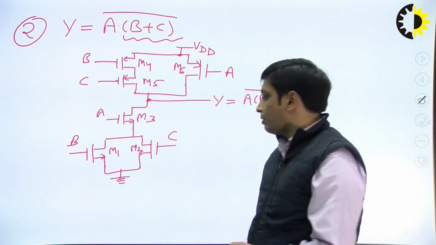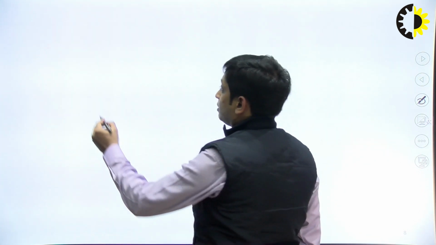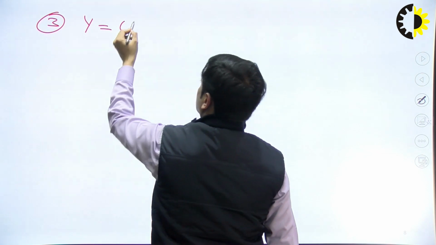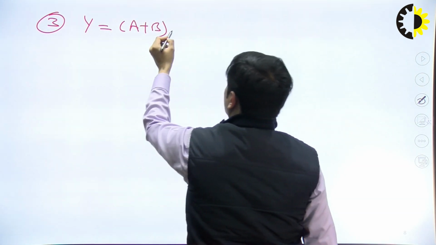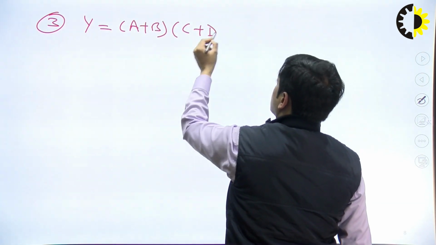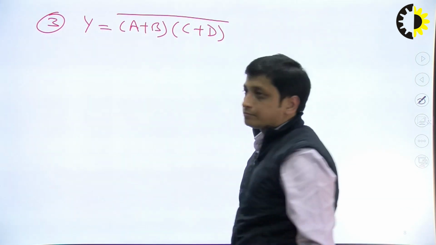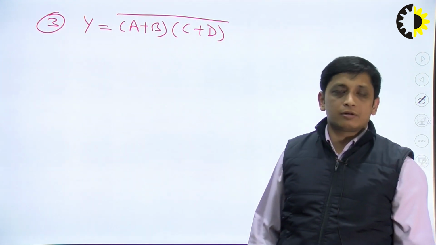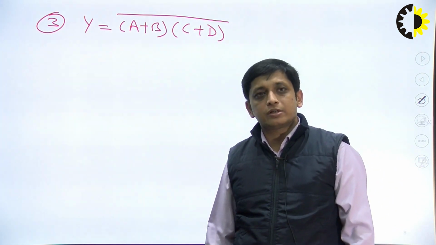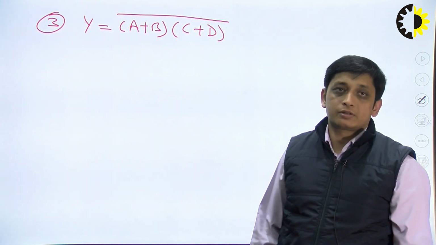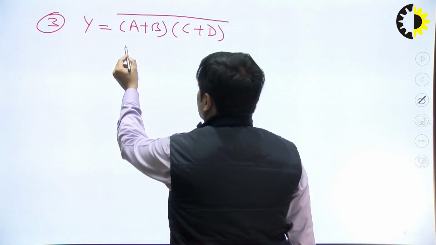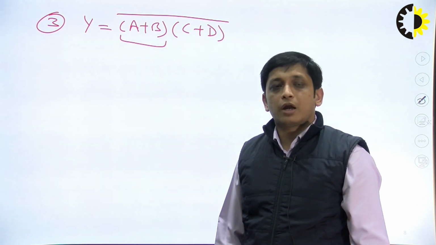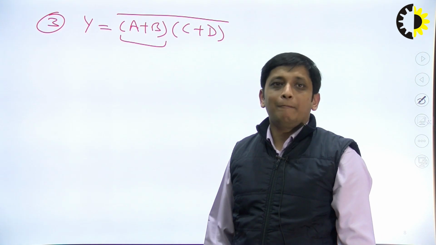Fine. Now coming to the next example, example 3. Let's take Y is equal to A plus B into C plus D whole bar. Now there are 4 inputs A, B, C, D. So there will be 4 NMOS transistors and 4 PMOS transistors. Now you can see this A plus B, OR operation. So NMOS transistors will be in parallel.